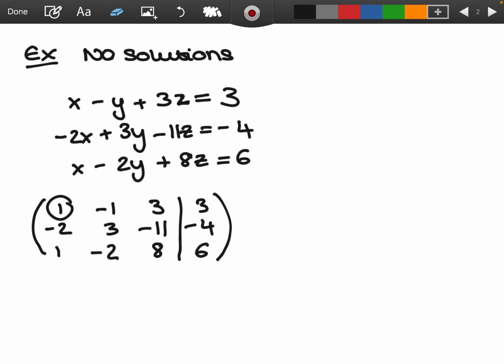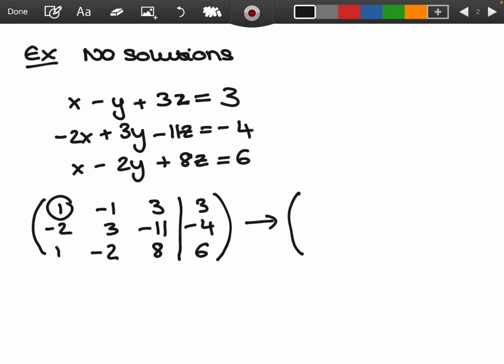Now I need to make the entries below it a 0, so I need to make the negative 2 and the 1 a 0. So to do that, for my second row, I'm going to add 2 times my first row. And for my third row, I'm going to subtract my first row from it. So I'm using that pivot term to eliminate, to make 0, my negative 2 and the 1. And remember, you do it to every entry in that row.